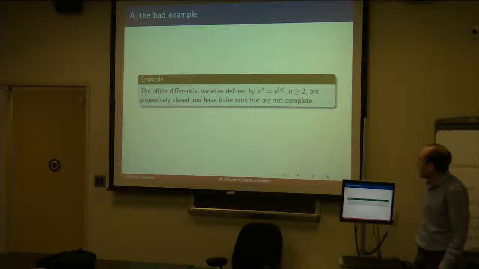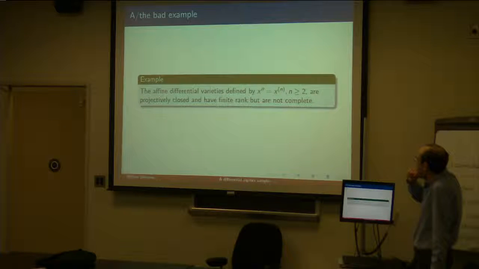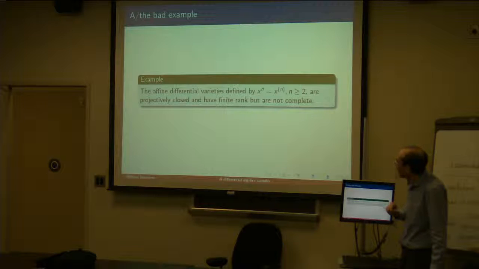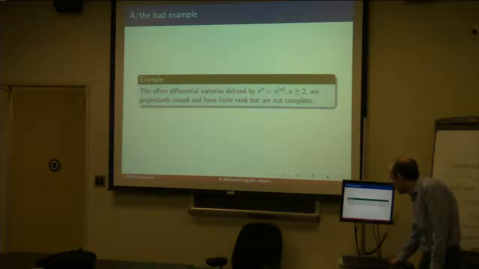So this particular family, x double prime equals x to the nth power, where n is greater than or equal to 2, I claim that they're all projectively closed. And so, ordinary, of course, they have finite rank, but they're not complete. But do you really mean the nth derivative on the right-hand side? Because then it's a linear equation, and you said that linear ones are always complete. Oh, I meant the power. I'm sorry, that is a typo. It's the projective closure. Yes, right.